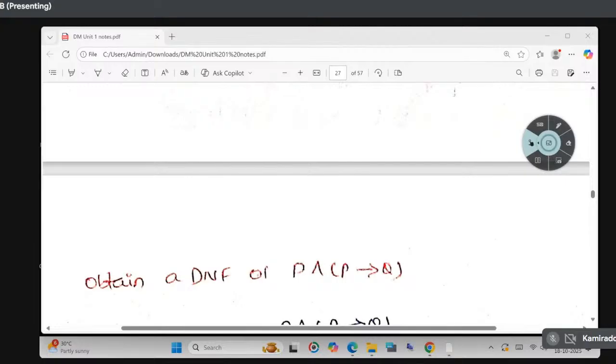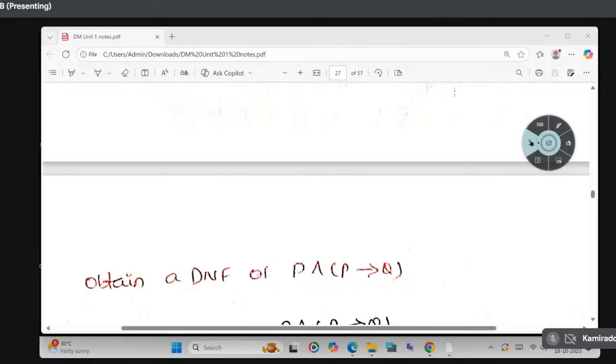P and P implies Q. How can you convert your P implies Q? Negation of P or Q. Okay. Negation of P or Q is there. So P and negation of P or Q is there.